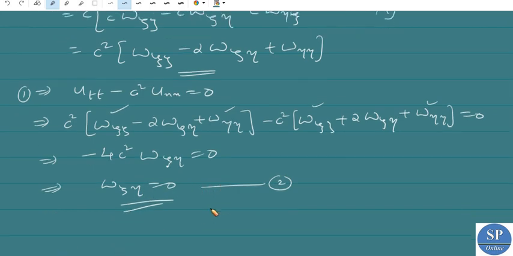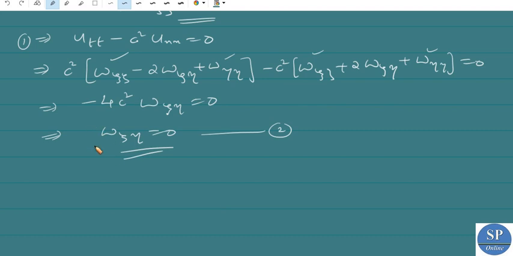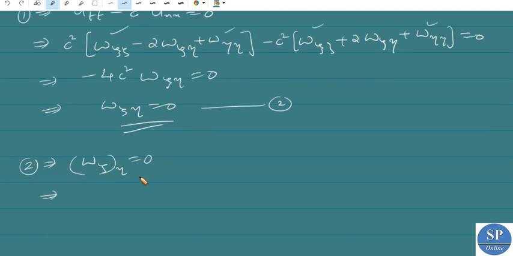Okay, now to solve our wave equation, first we are trying to solve this canonical form. So this canonical form can be written as W zeta eta equal to 0, that is, the partial derivative of W zeta with respect to eta equal to 0. So integrating this with respect to eta, we get W zeta is equal to a constant. The constant may be a function of zeta.